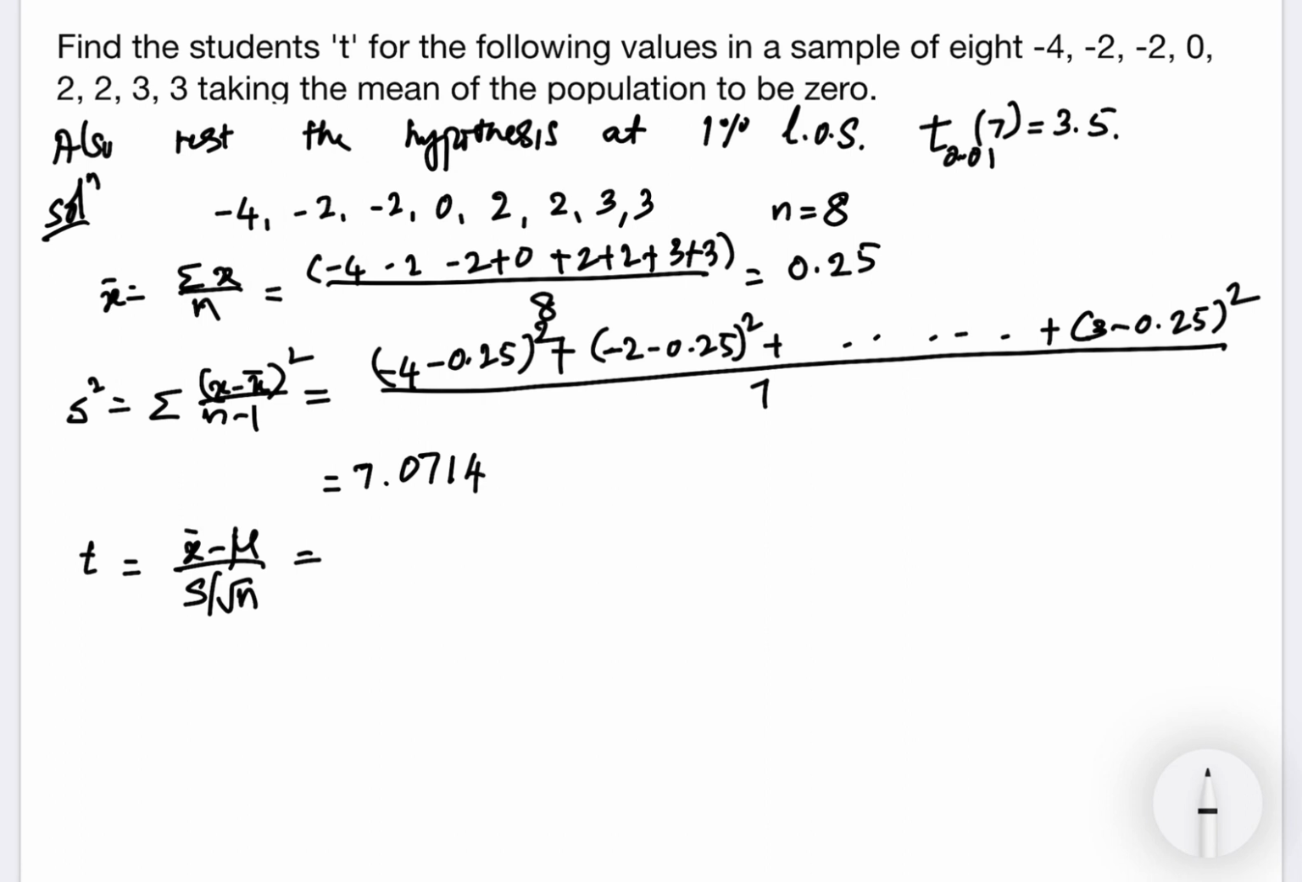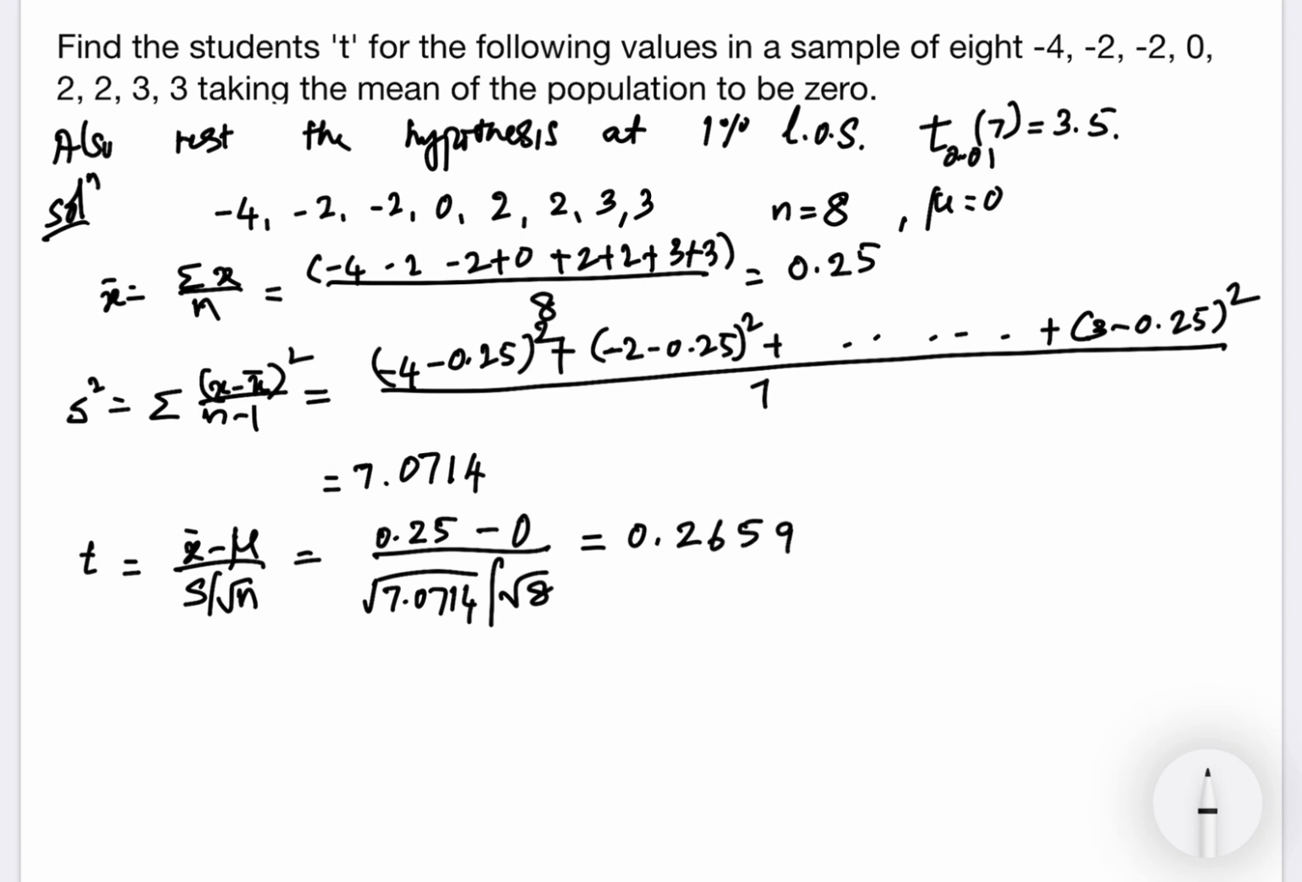x bar minus mu, 0.25 minus, and here they are telling us to consider the mean of the population to be equal to 0, so mu is equal to 0, divided by s, which is square root of 7.0714, divided by square root of 8, and this is found to be equal to 0.2659, and the critical value is given as 3.5.